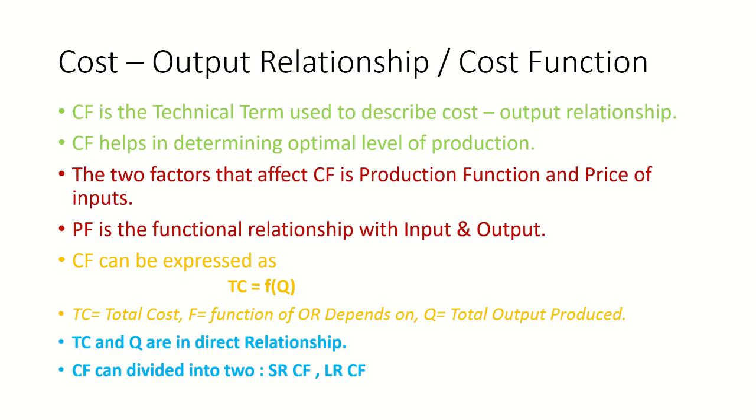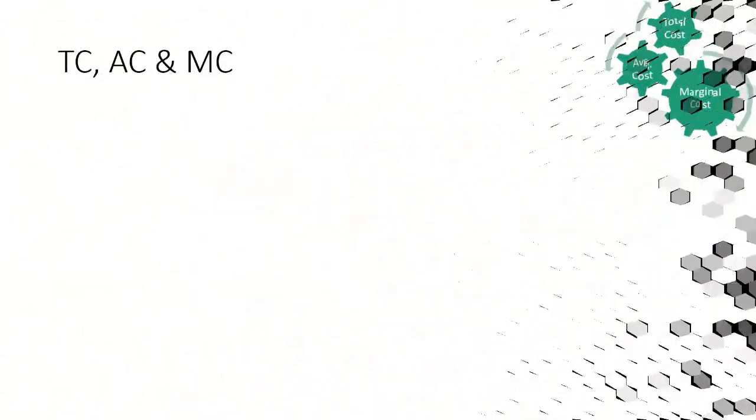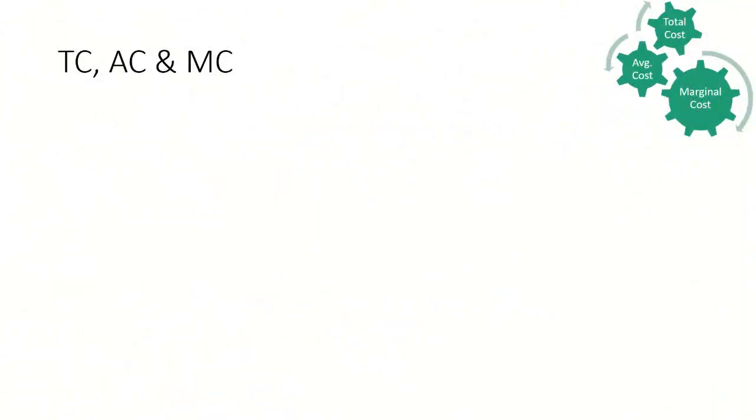In equations, it can be expressed as TC is equal to f(Q), where Q means the total output produced and TC means the total cost. So we have already seen that TC and Q are in a direct relationship. Next we are going to see the three terms, that is total cost, average cost and marginal cost. For studying the cost function, we need a clear idea about what we mean by TC, AC, and MC.